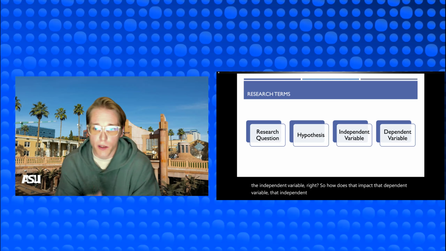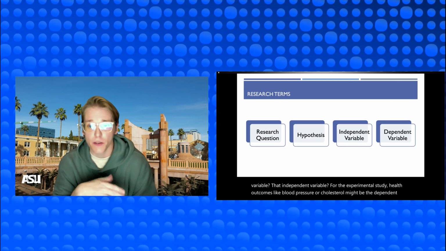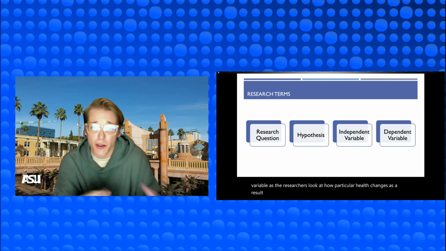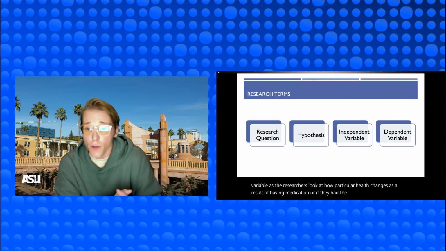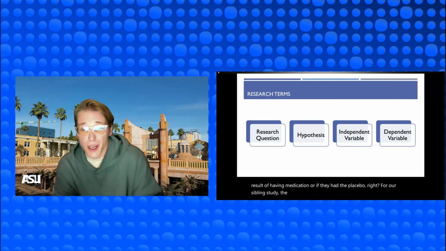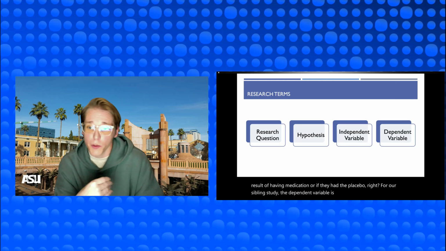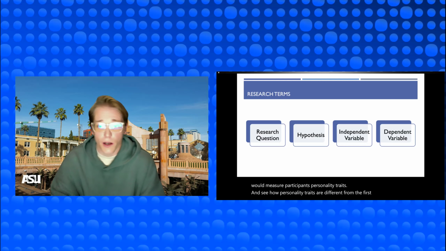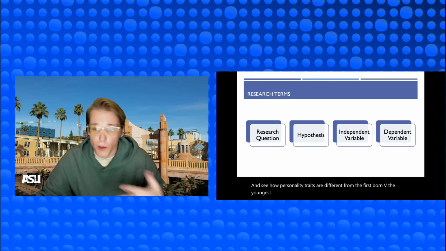For the experimental study, health outcomes like blood pressure or cholesterol might be the dependent variable, as the researchers look at how particular health measures change as a result of having the medication or the placebo, right? For our sibling study, the dependent variable is personality traits. Researchers would measure participants' personality traits and see how personality traits are different from the firstborn versus the youngest child. So it becomes important to understand these.